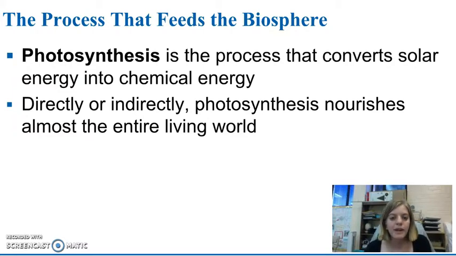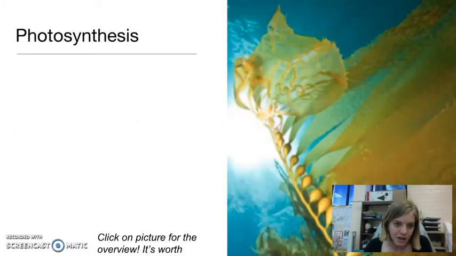Even though animals cannot undergo photosynthesis, we still directly or indirectly benefit from the effects that it has on us. So photosynthesis, the word photo, as you know, means light, and synthesis means to make. So it literally means light making, and I find that really amazing because all that photosynthesis is doing is using light to make sugar.